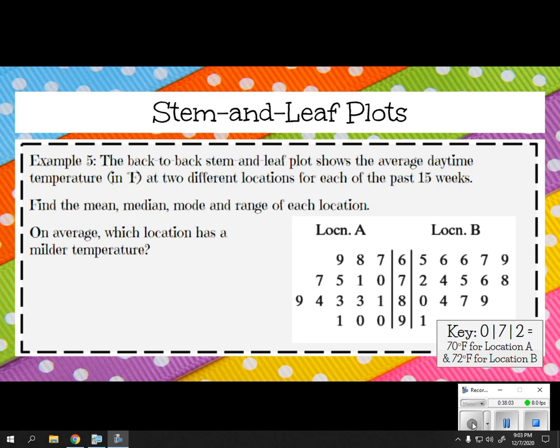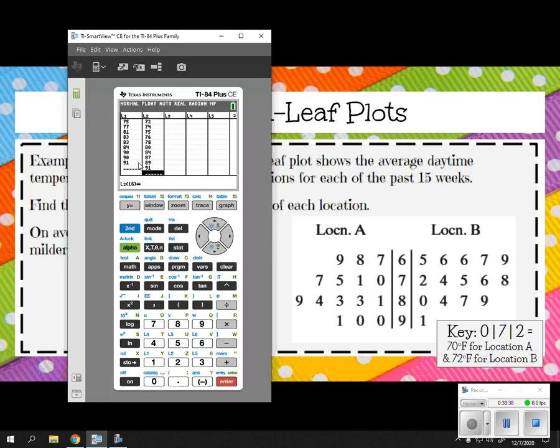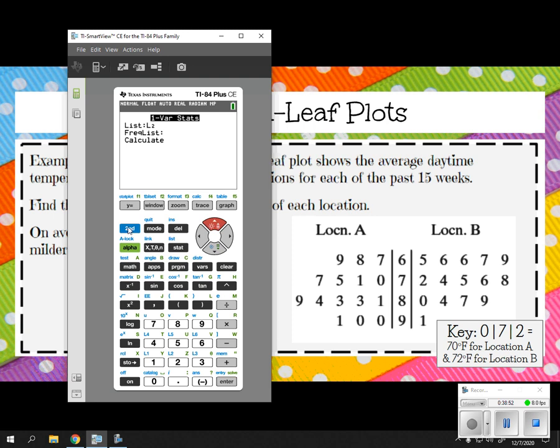So I want you to start looking at whether you can pull this data into the calculator. Pause the video and work on getting location A into L1 and location B into L2. Pause the video now. So what I have is location A in L1 and location B in L2, and we're going to compare them. So we've got stat, right, 1, and now I have to go back and change L1, second, L1.